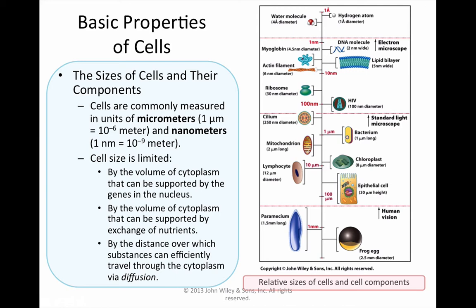The size of a cell is often limited, though. It's limited by the volume of the cytoplasm, and that is because that's what's supported by the genes in the nucleus. The volume is also limited because it has to be supported by the exchange of nutrients. So we also have the distance over which these substances within the cell have to be able to travel. And sometimes within a bacteria, it has to travel via diffusion.